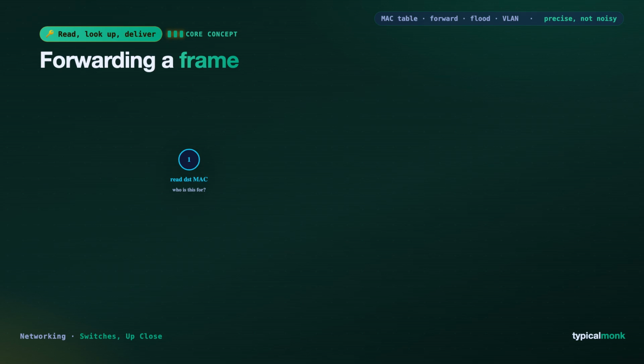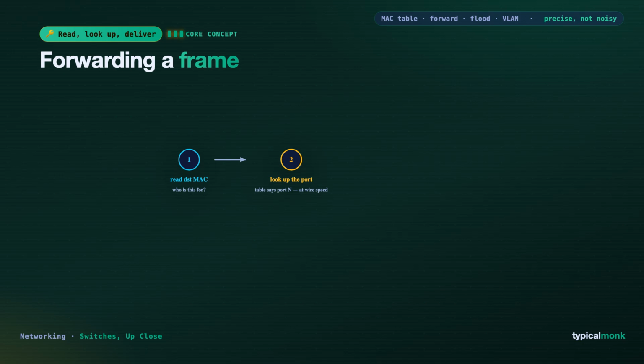Now, we can put it together and watch the switch do its core job, forwarding a frame to the right destination. It is a clean three-step sequence. First, a frame arrives, and the switch reads its destination MAC address, the identity of who the frame is for. This is the question the switch must answer: where does this need to go?